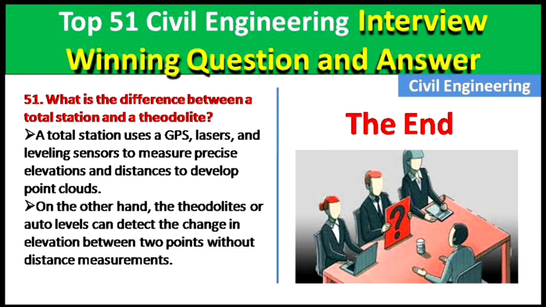After that, point number 51 and the last point is what is the difference between a total station and theodolite. This is a very important question if you are preparing for site engineer. The total station uses GPS, laser and leveling sensor to measure precise elevation and distance to develop the point cloud. Guys, this is an electronic device. It uses electricity to run. Theodolite does not use electricity to run.